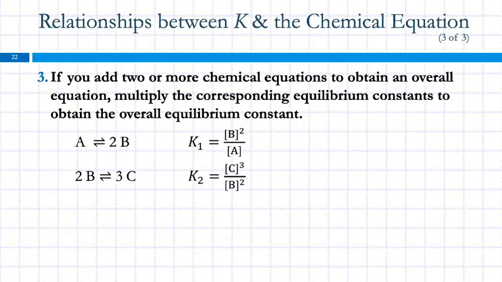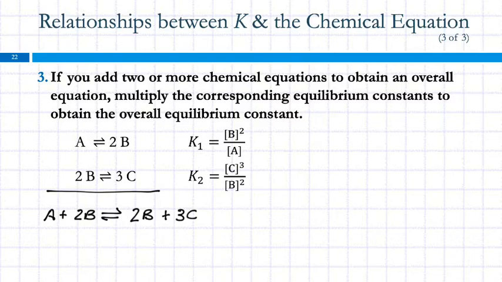So let's see how this works. Let's add these two equations together and write the equilibrium constant and see how that works out. So I'm going to end up with A plus 2B in equilibrium with 2B plus 3C. And then I realize, oh, that was dumb. I should have canceled those out. A is in equilibrium with 3C. So the equilibrium constant for that reaction would be C cubed over A.